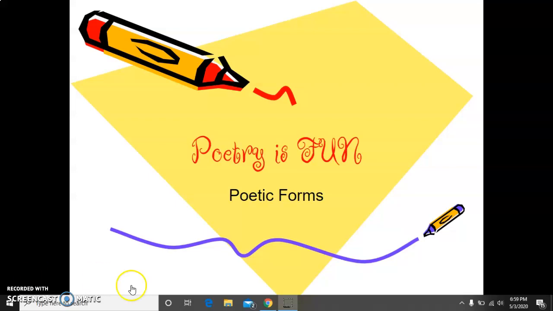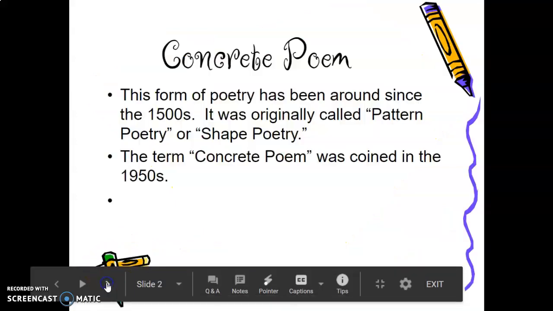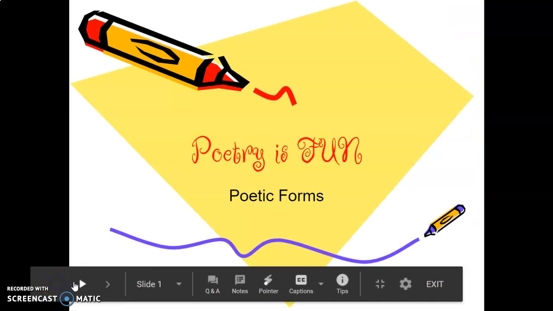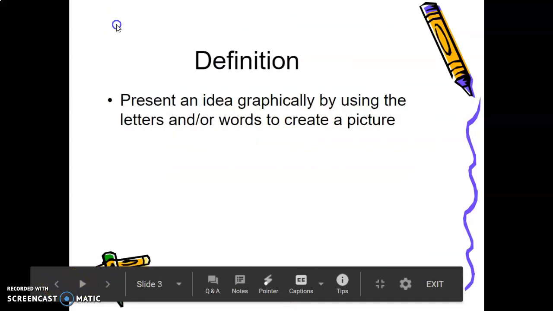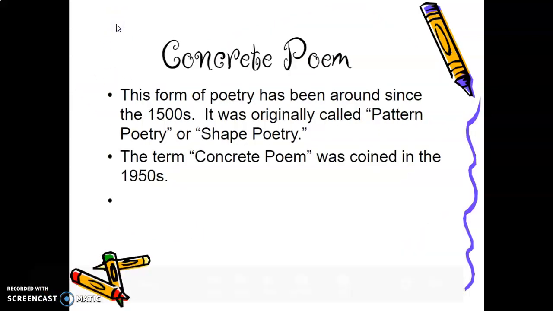Okay. Today, we're going to be taking a look at something called concrete poetry. Now, this is going to be one of these things where it's going to be a lot easier to understand if we see it, but I do want to go over just a couple things. First of all, this form of poetry has been around since about 1500, so it's not really a new type of poetry. It's actually quite old, and it was originally called pattern or shape poetry. The term concrete poem was coined in the 1950s, so that's a little bit of a newer term.